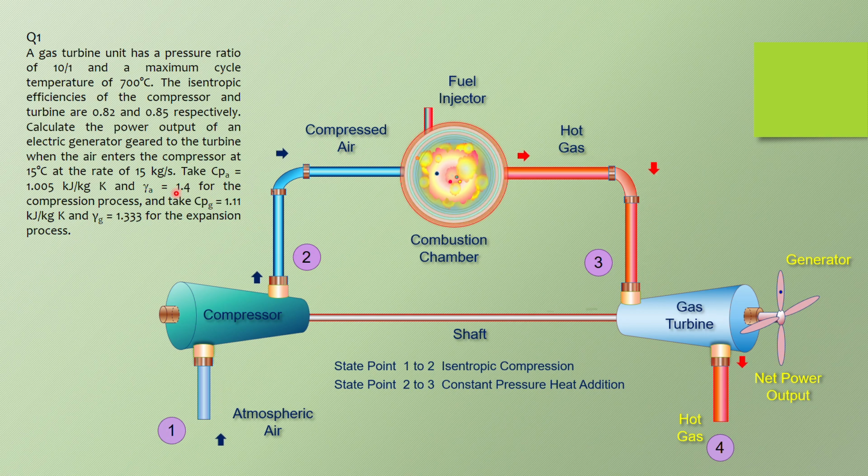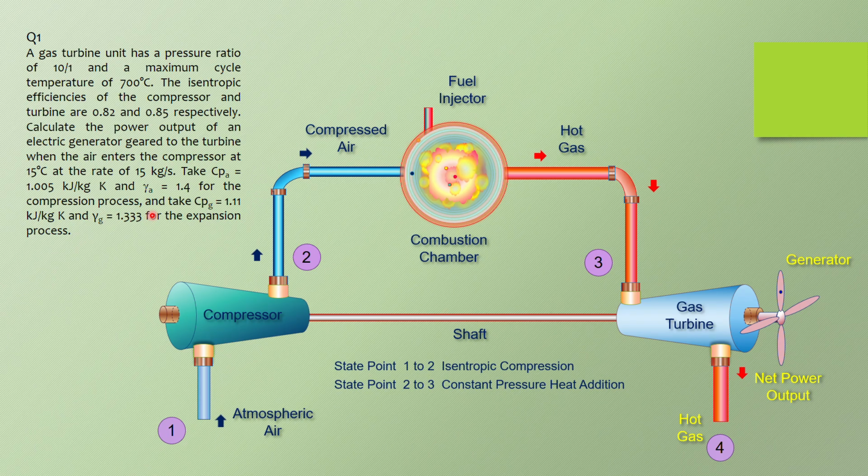Then the gamma for air is 1.4. These two values are standard values, for the compression process, that means the air side. And then the CPG for the gas is 1.11, and the gamma, the adiabatic index for gas, is 1.333. That is given in the question.